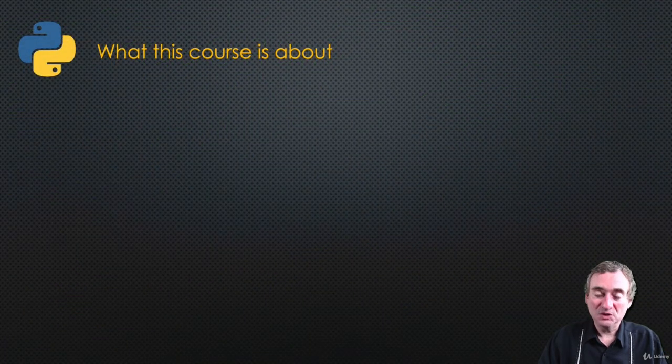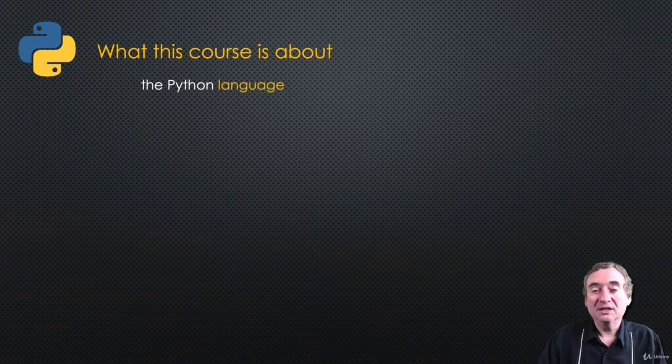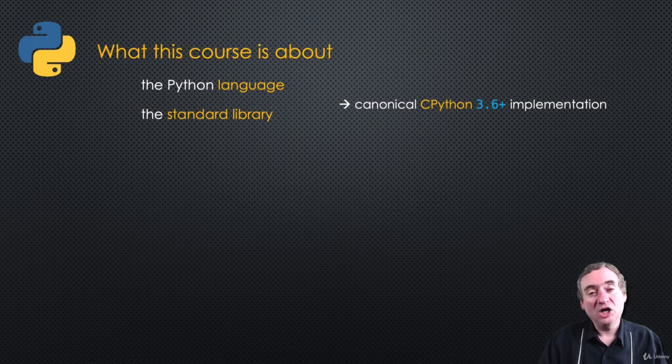So what is this course about? Well, broadly speaking, this course is about the Python language. It's about the standard library. So I'm going to be using the canonical version of Python, which is the C implementation. And in particular, I'll be looking at using Python 3.6 and above.